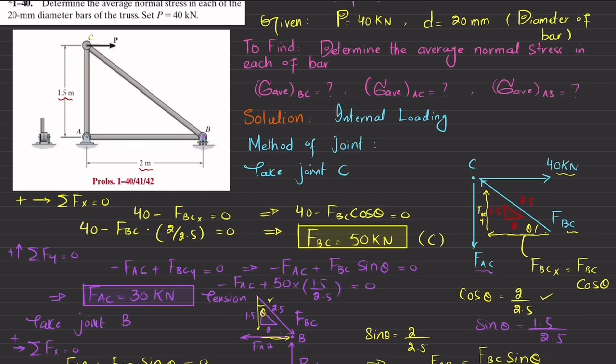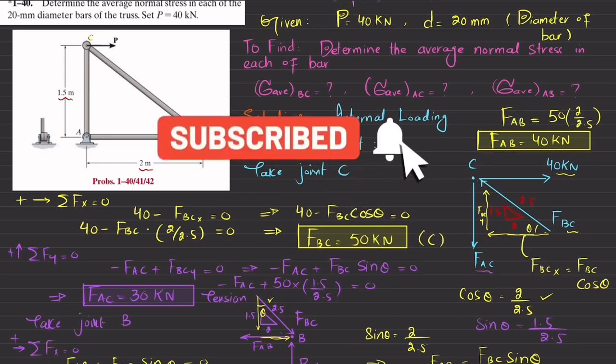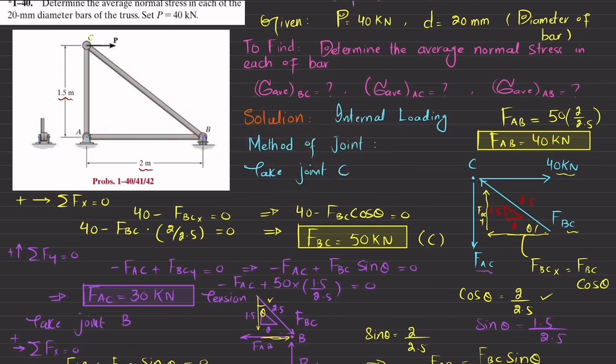And when you put the value, you will get FAB equal to FBC. FBC is 50 into sine of theta, which is 2 divided by 2.5. So you will get FAB equal to 40 kilonewton. So this is the force. Now, as a result, the force in this member will be in tension. Clear? So I will write it. This is tension.